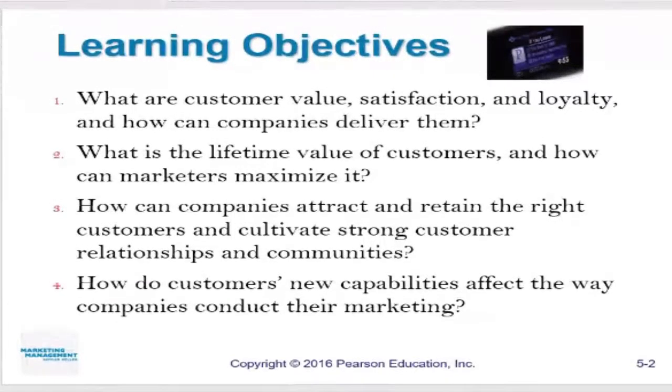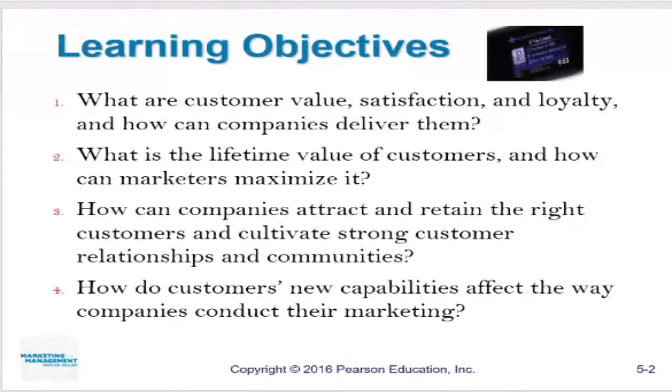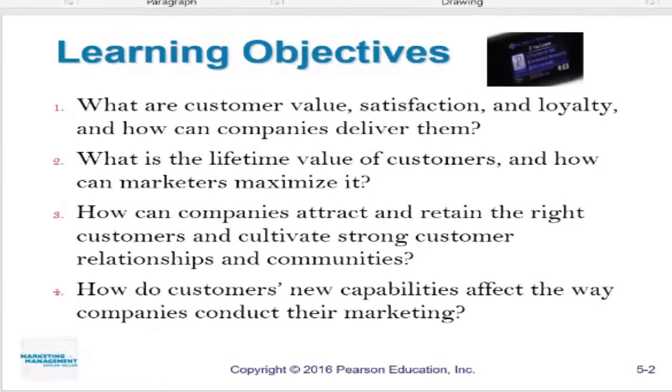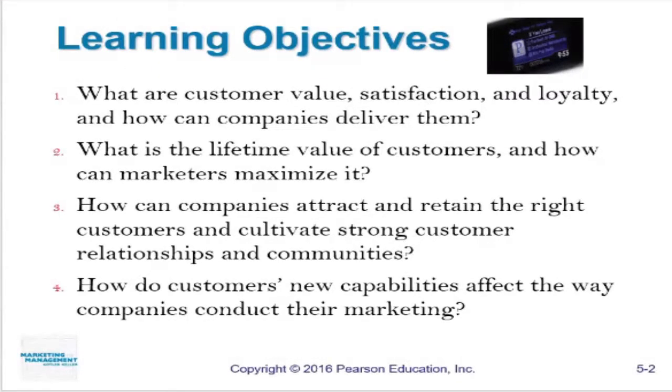We would also try to visit what is called lifetime value to customers and how marketeers can maximize it. What exactly do companies do so that they attract and retain the right customers and cultivate strong customer relationships and communities? Also, how do customer new capabilities affect the way companies conduct their marketing? So this exactly happens to be the cornerstone that we intend to discuss today.